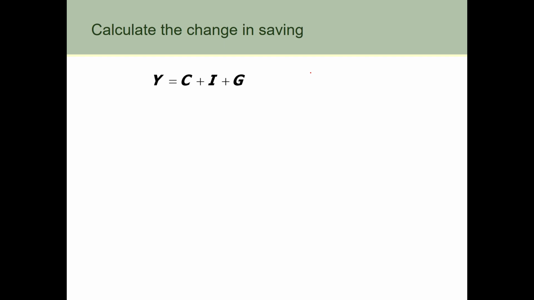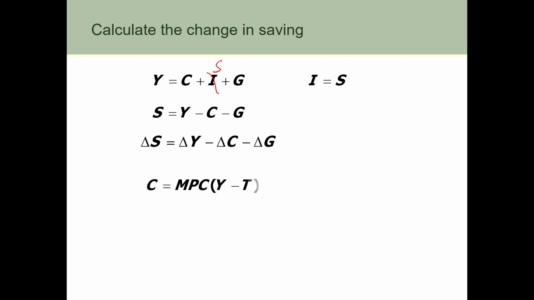Well, at equilibrium, investment is equal to national saving, so we can substitute in here for S and rearrange. So we have our national saving is equal to y minus c minus g. Well, the change in national saving is simply equal to delta y minus delta c minus delta g. We were given the marginal propensity to consume, so let's expand the delta c. C is equal to MPC times the disposable income. We saw how we can work out the change in consumption. So subbing in for delta c here, that's a value.